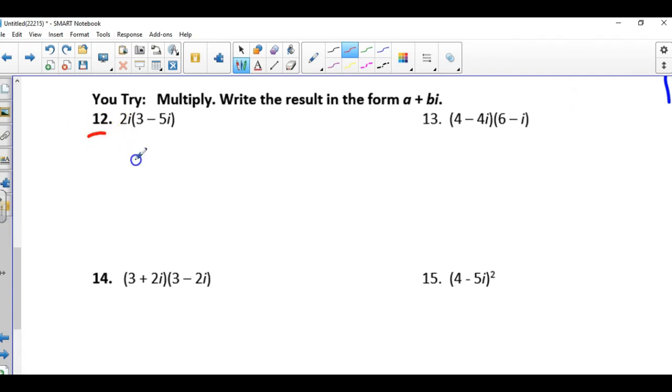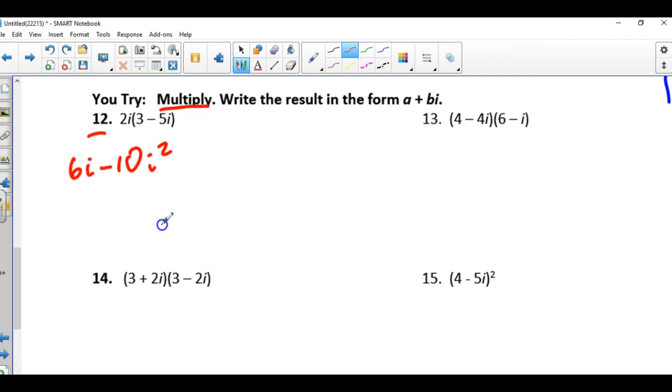For 12, man, we're going to distribute 2i to the binomial. So I have 2i times 3. Well, 2 times 3 is 6, so that's 6i. And then you have 2i times -5i. Remember here, it's not real with real, imaginary with imaginary. We're multiplying. So you just multiply. So anyway, back to the problem. 2i times 3 is 6i. 2i times -5i is going to be 2 times -5 is -10. And i times i is i squared.